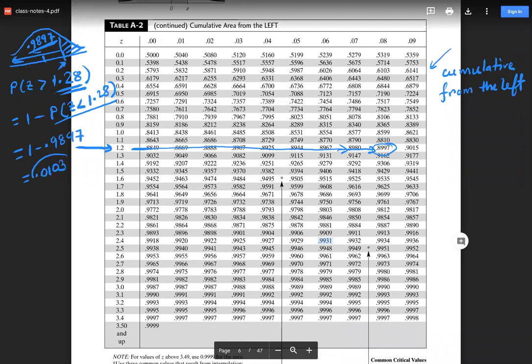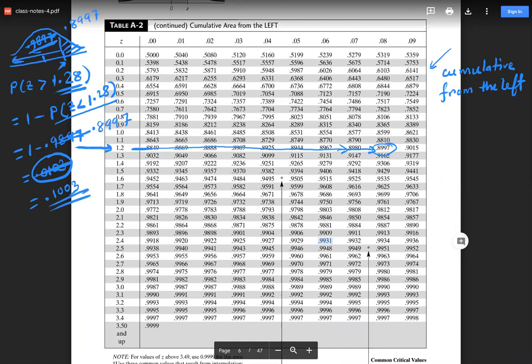Hey, Professor, isn't it minus 0.8997, not 0.9897? Oh, sorry, I made a mistake. Thank you. You're welcome. 0.8997. Sorry. So change this number to 0.8997. So 1 minus 0.8997 is 0.1003. So instead of this, it is going to be 0.1003. Thank you for paying attention.